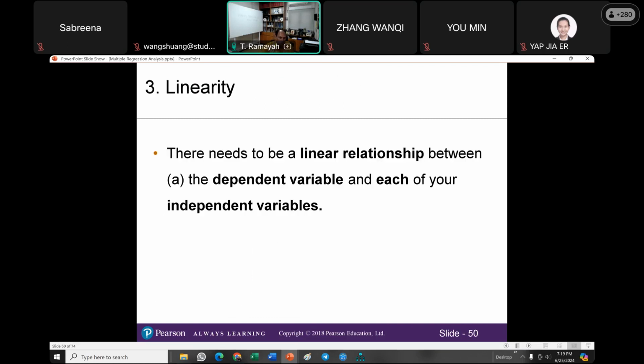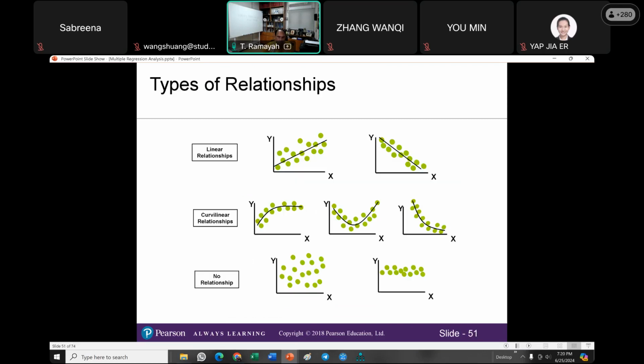Number 3 is linearity. Linearity is assessing whether your independent variable and dependent variable are positively correlated or negatively correlated. This is linear. Positive linear, negative linear. This is curvilinear. All three are curvilinear. The third one, no relationship. What we want to see is the positive linear relationship or negative linear relationship.